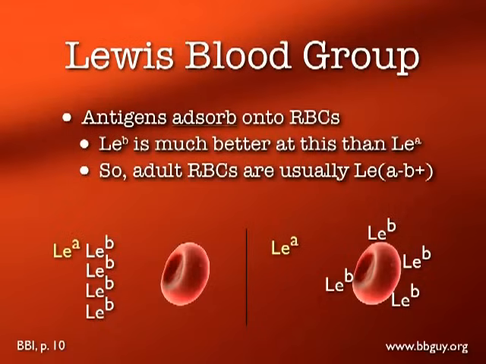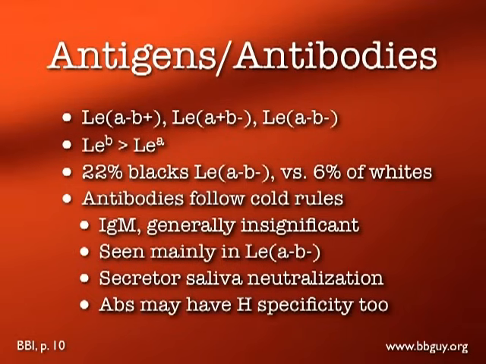With the image on the right, you have red cells that look like they're Lewis A negative, B positive, but the reality is that there is Lewis A around. In other words, if you think about it, it's not possible to make Lewis B without having the ability to make Lewis A, right? You can't do Lewis B without having some Lewis A around. That's important, and we'll describe that in just a second.